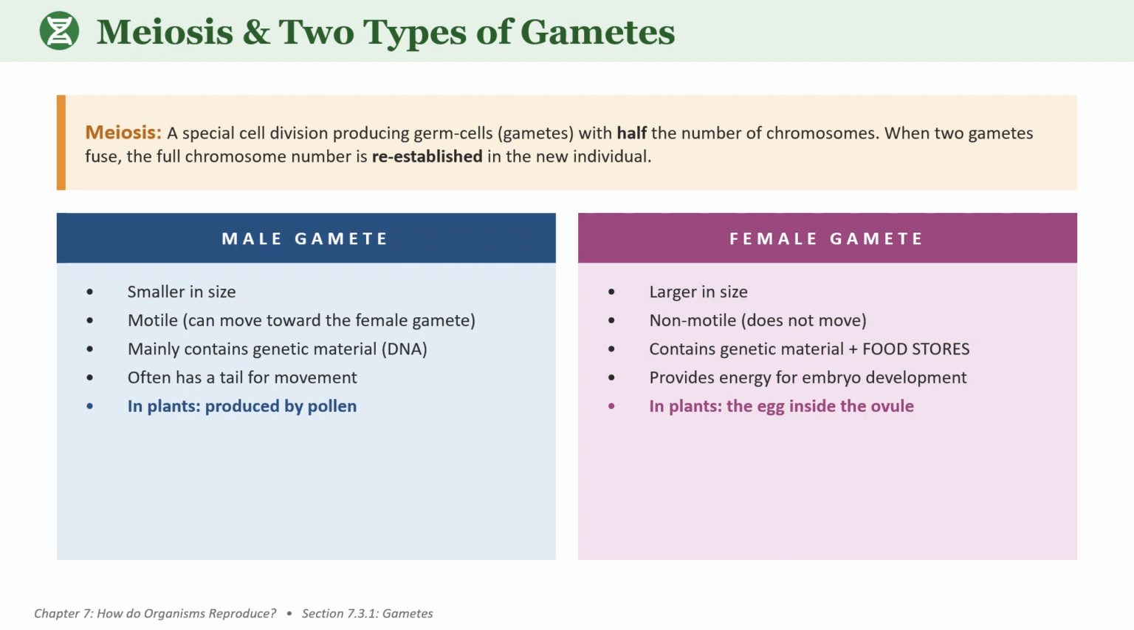Let's move to the female gamete. They are larger in size. They are non-motile and they contain stored food. In flowering plants, the female gamete, which is the egg cell, is present inside the ovule. Where is it present? It is present inside the ovule. Let's move on to the next one.